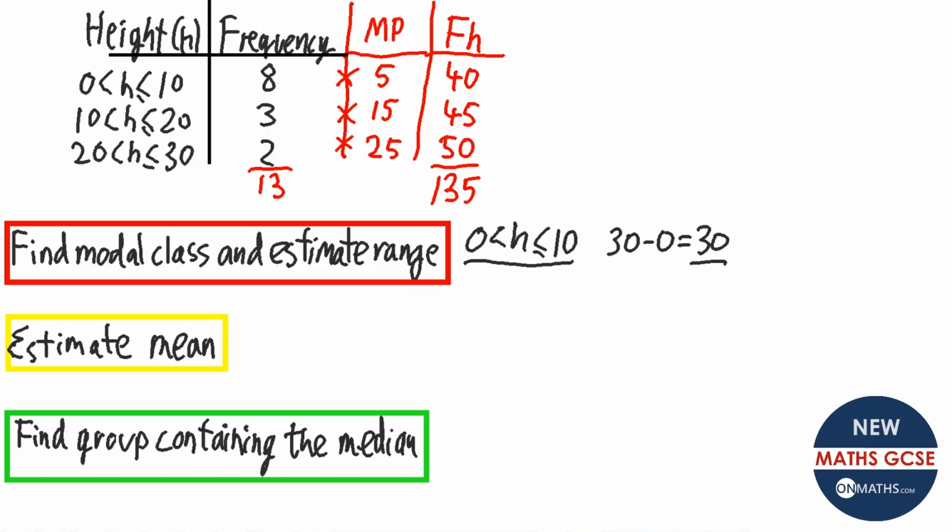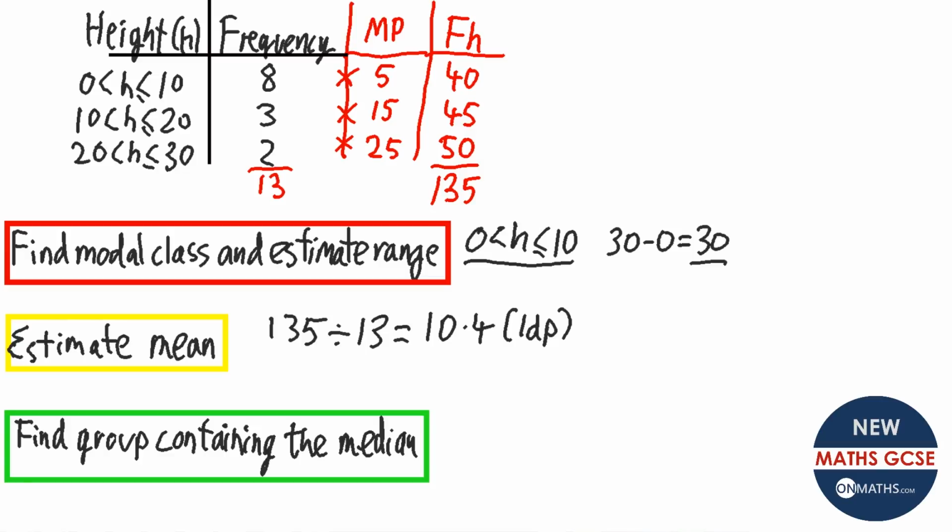Okay, so I'm going to divide them the same way as I've done before. So the total amount, 135, divided by the amount of numbers, which was 13. I'm going to need my calculator for this one. So that gives me 10.4 when rounded to 1 decimal place.